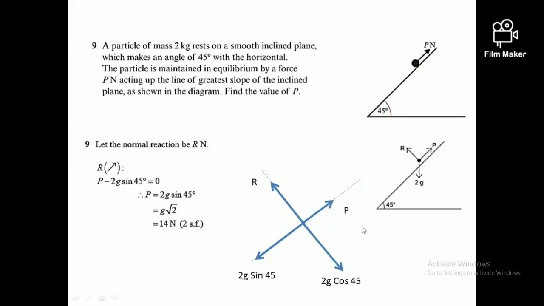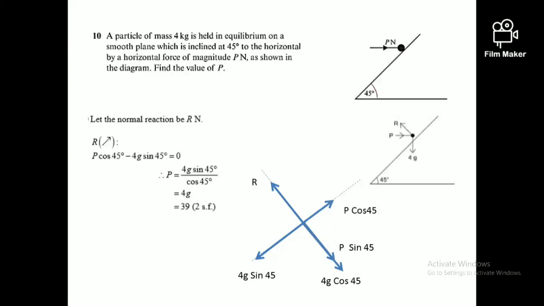How I did was P is equal to 2g sin 45, 9.8 times sin 45, which is 1 over root 2. With that, you can get the final answer as shown in this sheet, right? Okay. The question number 10.